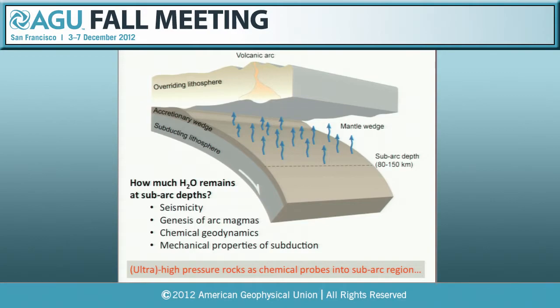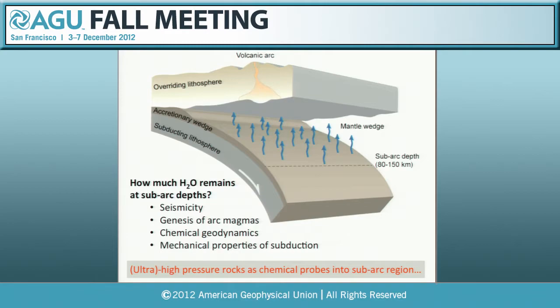So the background is pretty similar to a lot of the talks in this session. During subduction, we have hydrated lithosphere being conveyed to mantle depths. The majority of the water is expelled before the slab reaches around 20 kilometers through the collapse of porosity. And how much water remains at depth is the topic of active research, hence these sessions.